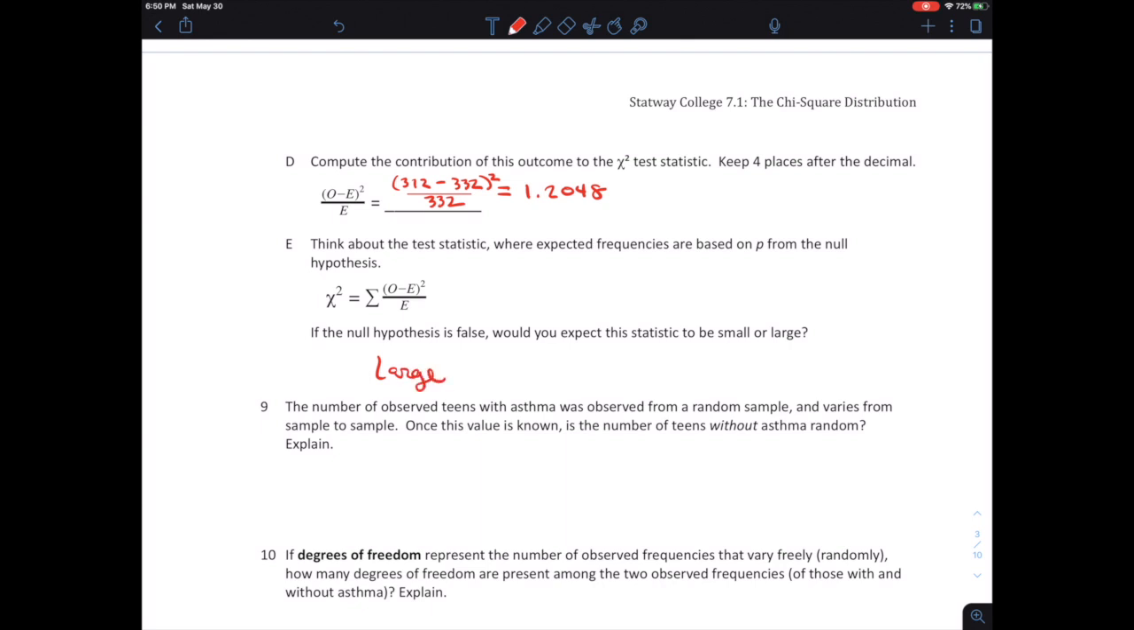And actually I'm going to make this into a sentence. Chi-square is large when H0 is false.